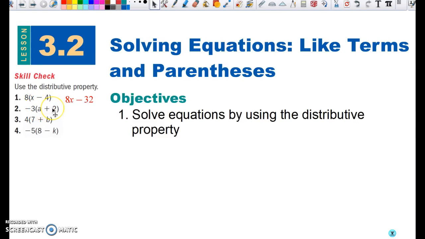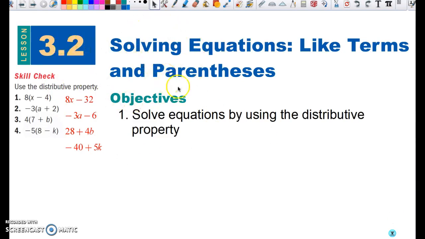Coefficient of 1 on a, positive 2 over here, multiplied by negative 3. Should have had negative 3a minus 6. Multiply 4 times 7 plus b. Okay, 28 plus 4b. And lastly, negative 40 plus 5k.